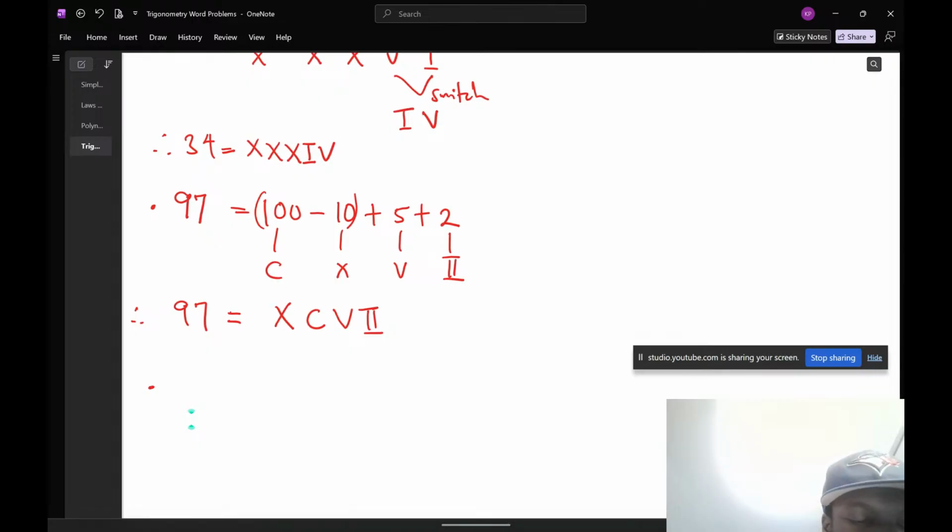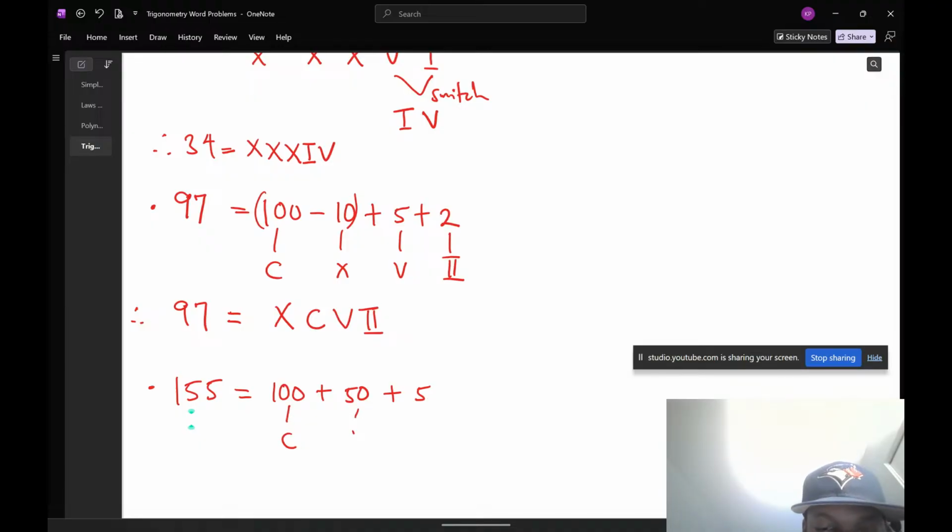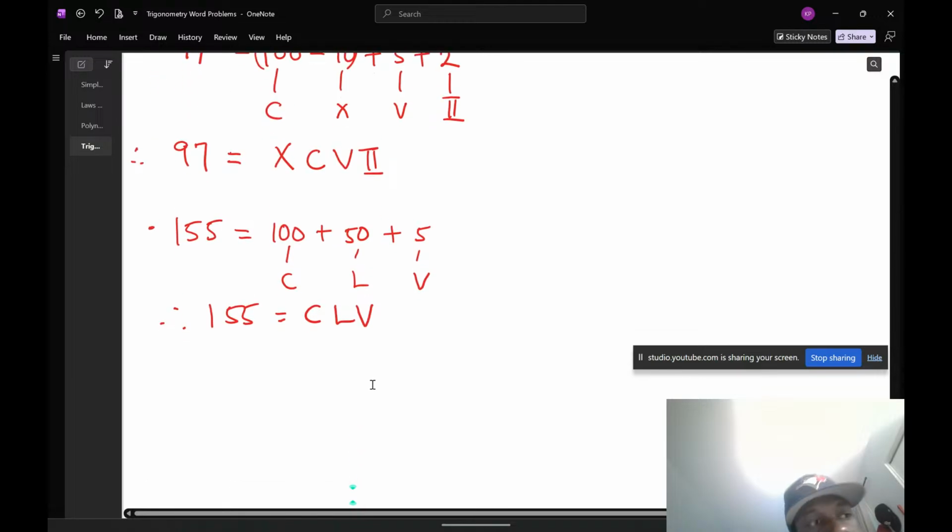So another Roman numeral I will talk about now is 155. Let's do 155. Okay, for 155. So now for 155, we have 100 plus 50 plus 5. Okay, 100 is known, which is C, 50 is L, 5 is V. So therefore, we say that 155 is equal to CLV. Okay, that's CLV.